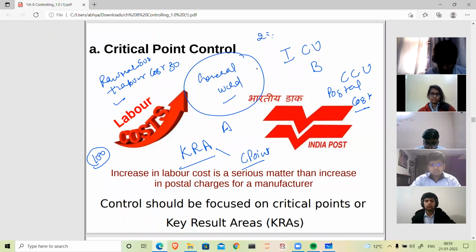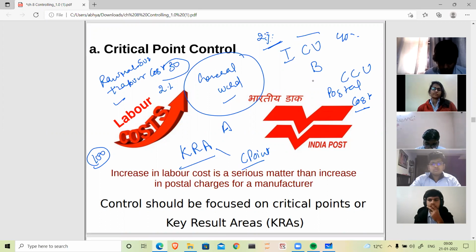So we have to spend money on that also. So we are taking an example that there is a very minor change in your labor cost, which is 2% only. So labor cost is increased by 2%. And postal cost, which is 2% of the total cost, has been increased by 40%.